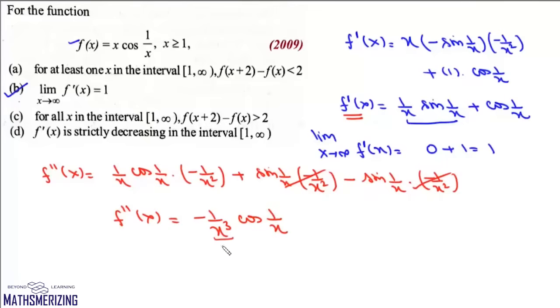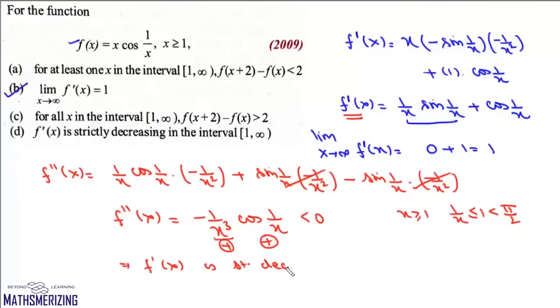Since x is greater than or equal to 1, this is positive, and when x is greater than or equal to 1, 1 upon x is less than or equal to 1, which is less than pi by 2. So this cos is also positive, and then we have this negative sign. That means f double dash x is less than 0. And when f double dash x is less than 0, it simply means that f dash x is strictly decreasing function. So f dash x is strictly decreasing in the interval from 1 to infinite, and that's your option D.